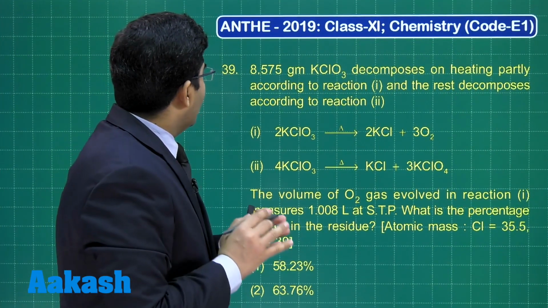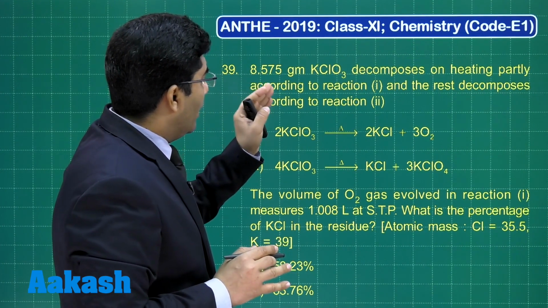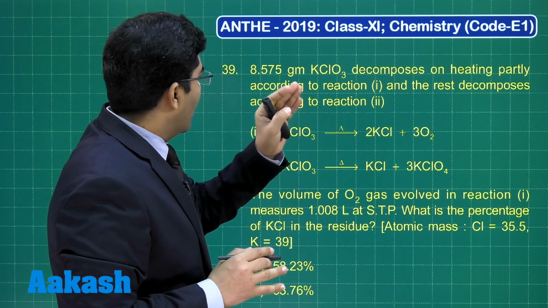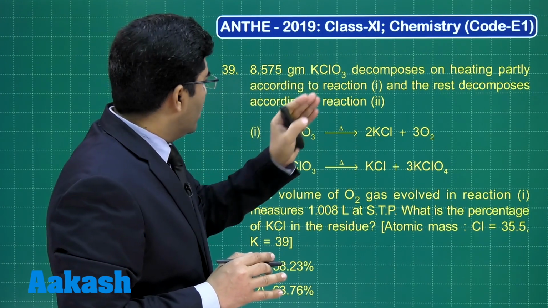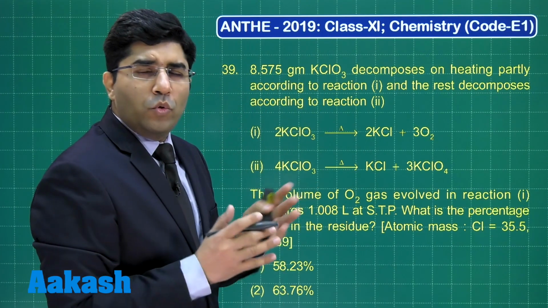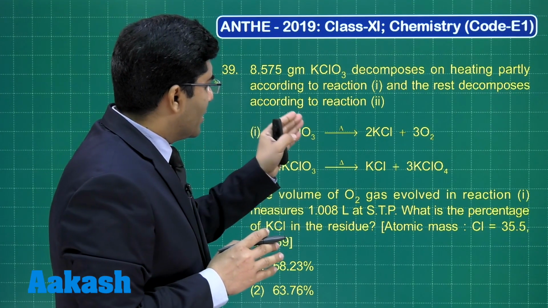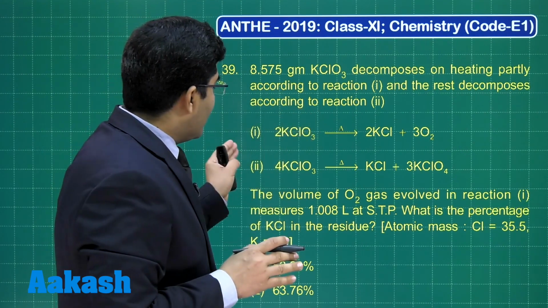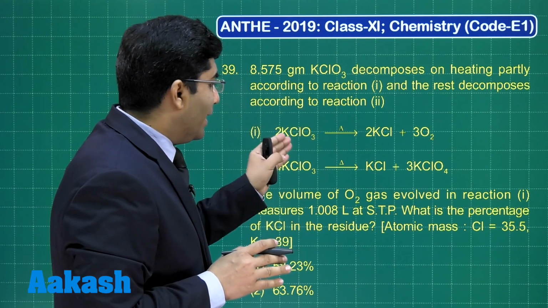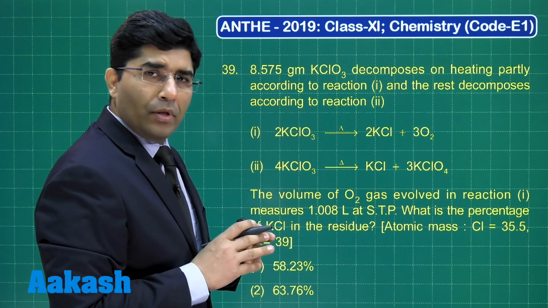Now, this question is asking: 8.575 grams of KClO3 decomposes on heating partially according to reaction number 1 and the rest decomposes according to reaction number 2. Two reactions are given to us. First is 2KClO3 on heating gives 2KCl plus 3O2, and second is 4KClO3 on heating gives us KCl and 3KClO4, right.